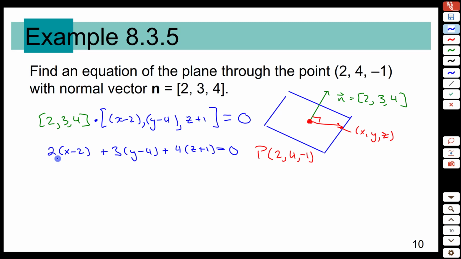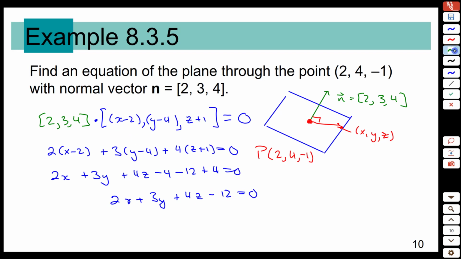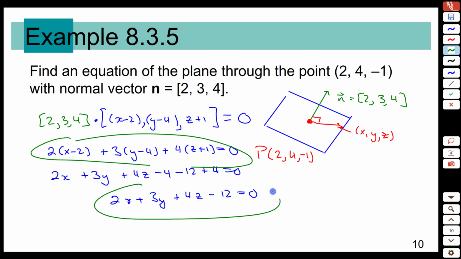That's a perfectly fine place to stop if you like. Some people like expanding these out though. We have 2x plus 3y plus 4z, and then we can lump the constants together. We have a negative 4, a minus 12, and a plus 4. So 2x plus 3y plus 4z, and the 4's cancel, so we end up with just minus 12 equals 0. So either form, that one or that one, would be completely valid representations of the plane shown in blue here.